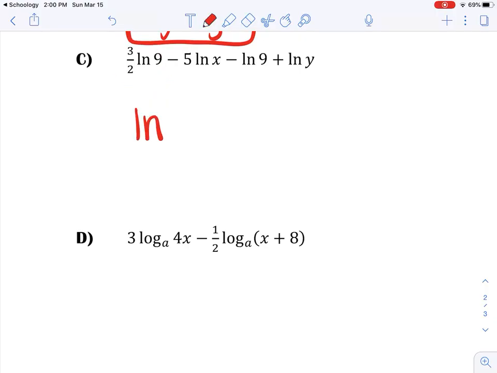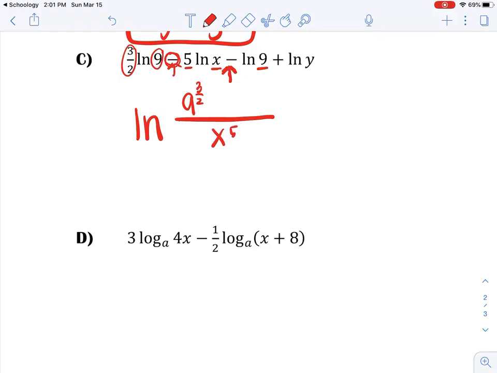This is natural log, so I'm going to write down natural log. I see minus, minus, so I know that there's going to be division. All right, so I have 9 to the 3/2 power. 9 to the 3/2 power, and we can evaluate that. All right, so now notice this is a minus right here, so now I'm in my denominator. X to the 5th power.